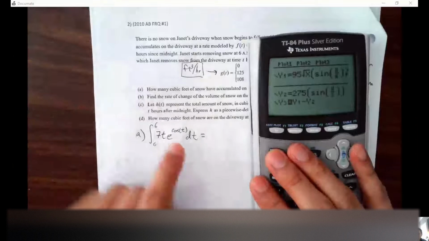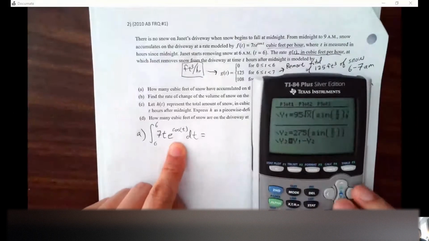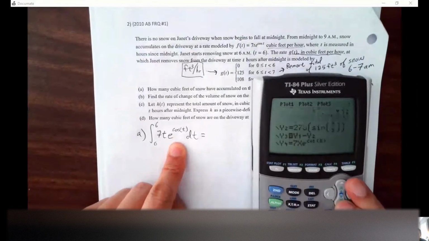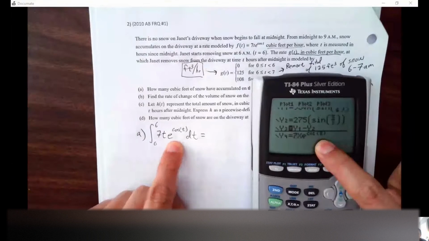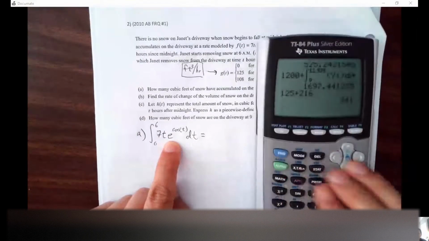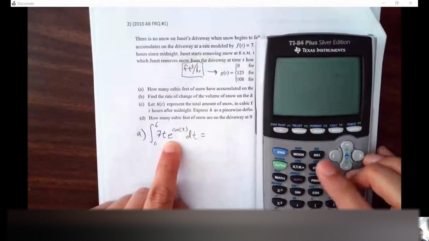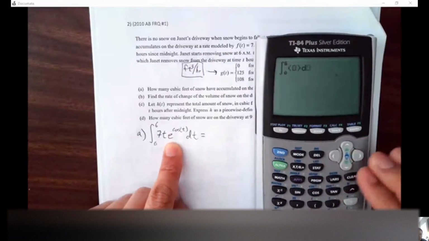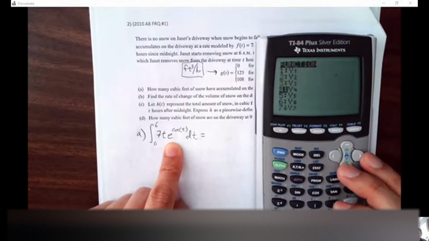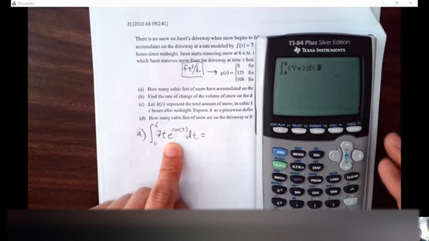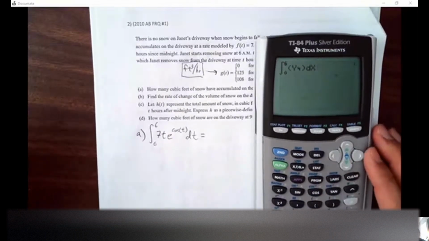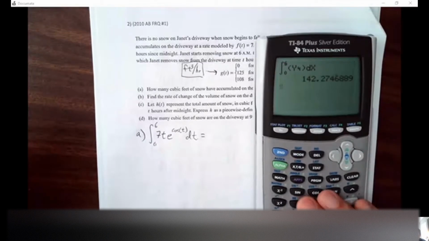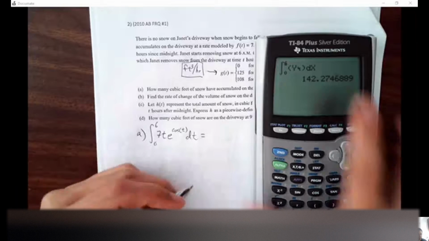I already have f of t stored under y4, so I'm just going to call this as I take the integral. Okay, you should have gotten 142 cubic feet of snow.